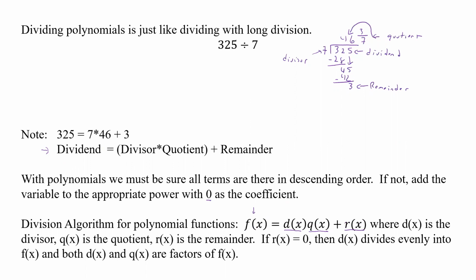function. Now, if our r of x after we do our division is equal to 0, then that means our d of x, which is our divisor, divides evenly into f of x, and so therefore the d of x and our q of x are both factors of f of x. And we're going to use that key to be able to actually start factoring polynomials as well. So that's part of what we're going to do today.